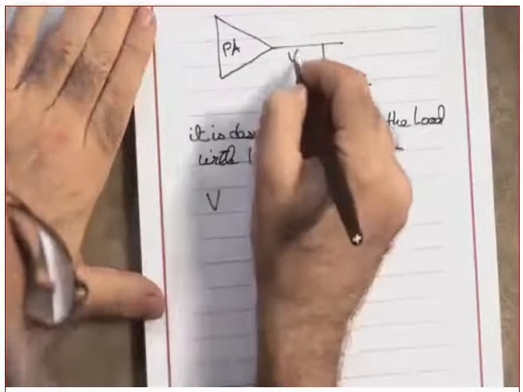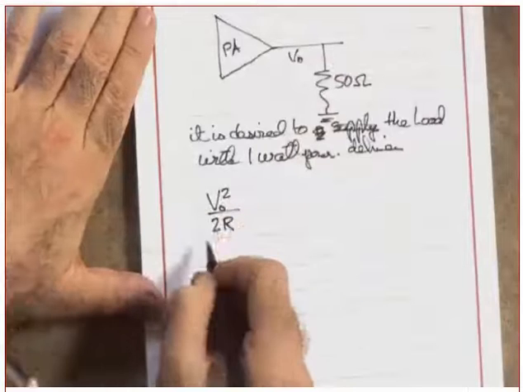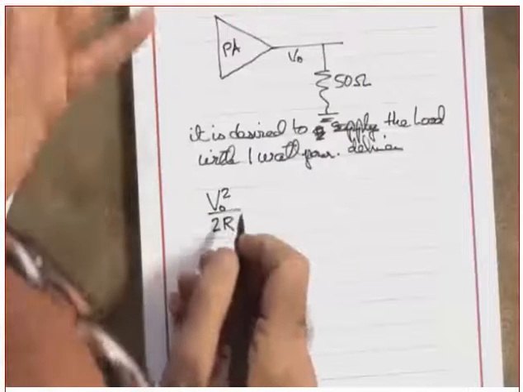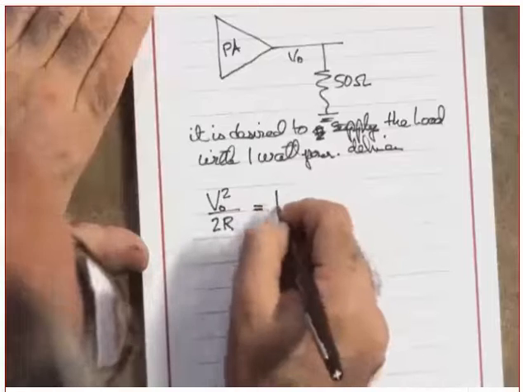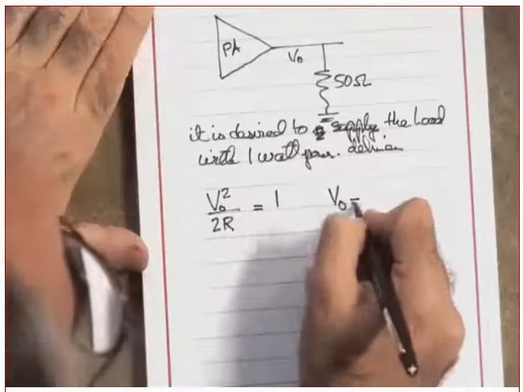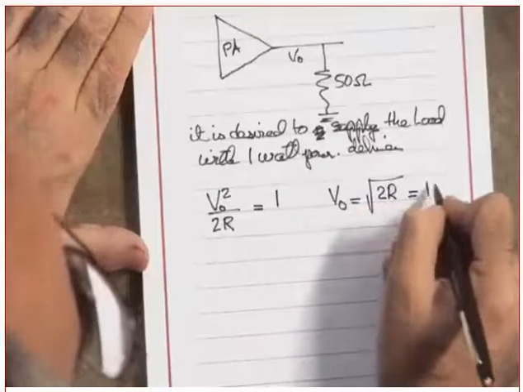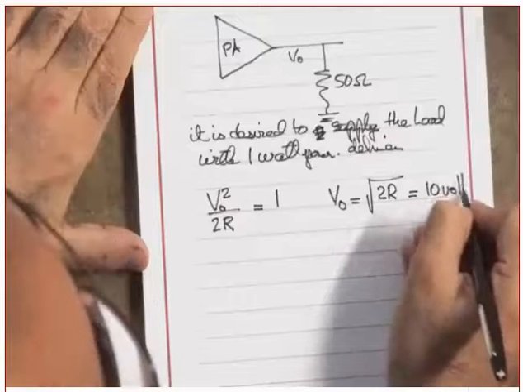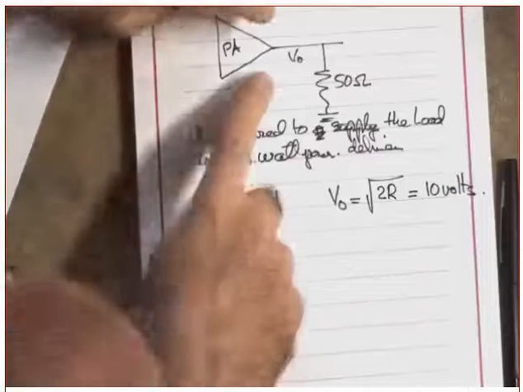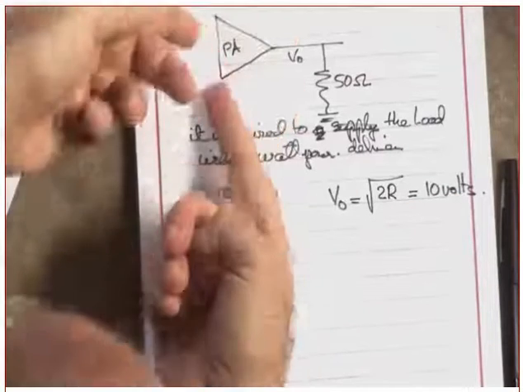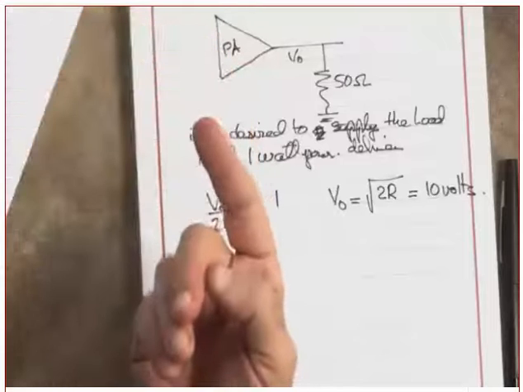So what do I have? Let's call this one V naught. V naught square over 2R. Why 2? This is RF, sinusoid, this is RMS. Yes or no? Okay, equal to 1, which means V naught equals the square root of 2R, which is 10 volts. Ridiculous or not ridiculous? The voltage here is 10 volt.